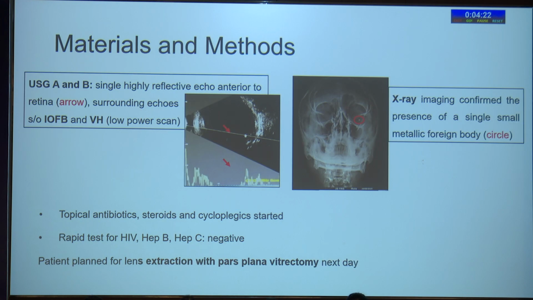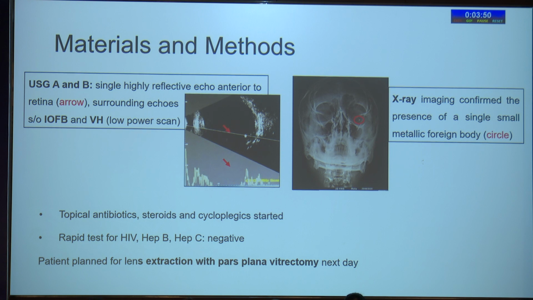We investigated with a USG scan, and this peak on the USG-A corresponded to the USG-B hyperechoic area anterior to the retina, suggestive of a retained foreign body surrounded by vitreous hemorrhage, which was confirmed on X-ray, which showed a single small metallic foreign body. After a negative serology and blood workup, we started him on topical antibiotics, steroids, and cycloplegics.